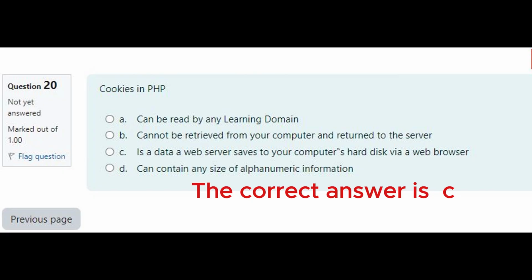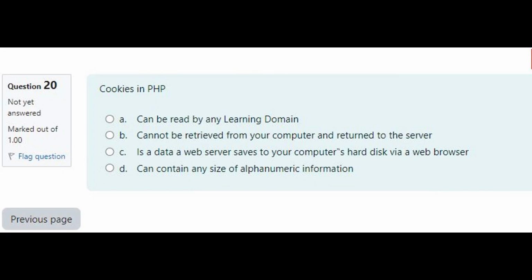B. Cannot be retrieved from your computer and returned to the server. False. This is exactly how cookies work. Browsers automatically send relevant cookies back to the server with each HTTP request. D. Can contain any size of alphanumeric information. False. Cookies have size limitations, typically 4 kilobytes per cookie, and browsers may impose limits on the total number of cookies per domain. Additional facts about PHP cookies. Created using the setcookie function. Accessed via the $_COOKIE superglobal array. Can have expiration dates, paths, and domains specified. Used for session management, user preferences, and tracking.